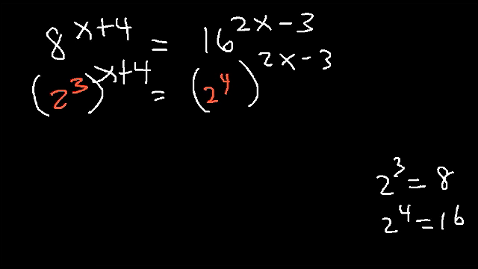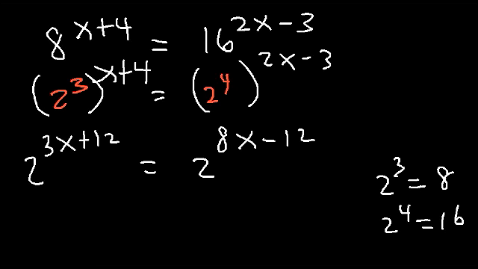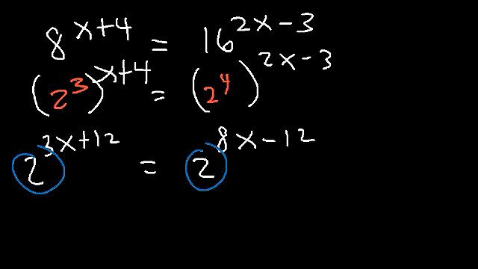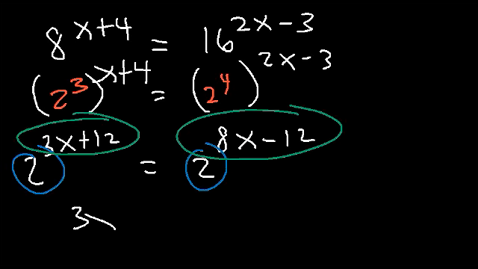Now what happens when you raise one exponent to another? Whenever you raise an exponent to another exponent, you should multiply them. So 3 times x plus 4 is 3x plus 12. 4 times 2x minus 3 is 8x minus 12. So now we could solve for x. Since the bases are the same, the exponents must be the same. Therefore, 3x plus 12 must equal 8x minus 12. So we could solve for x.